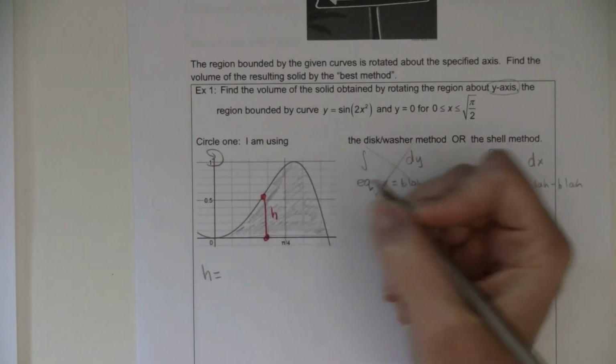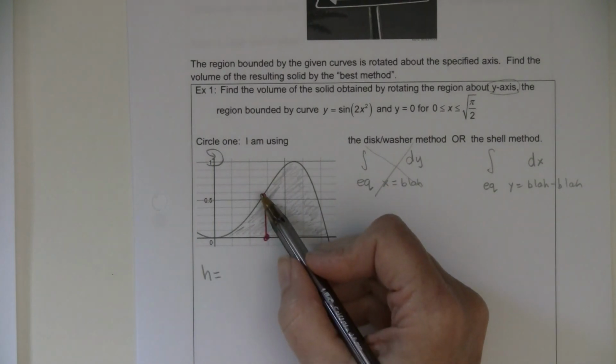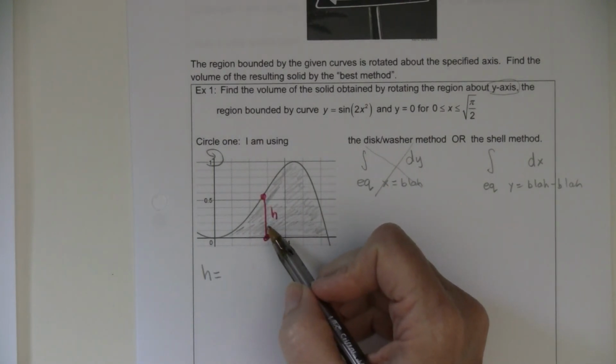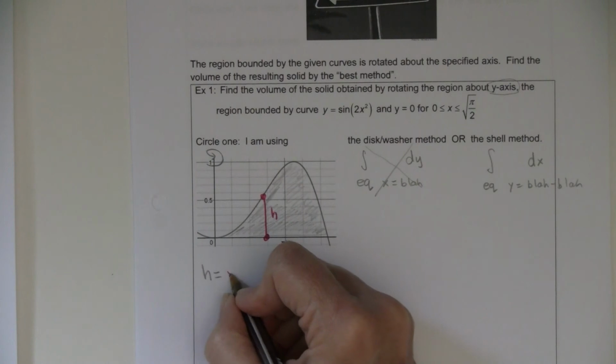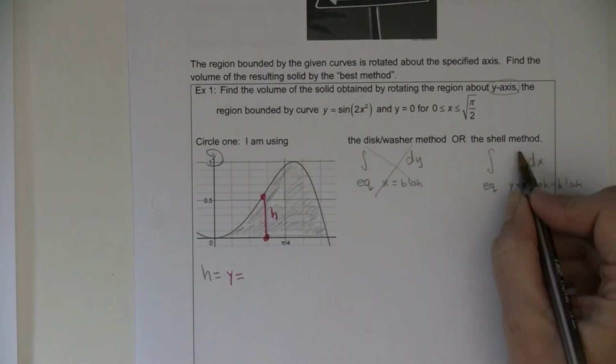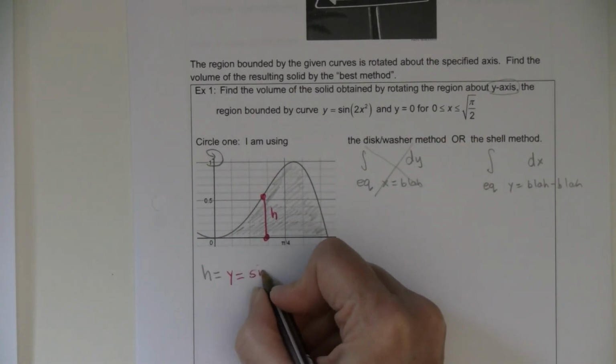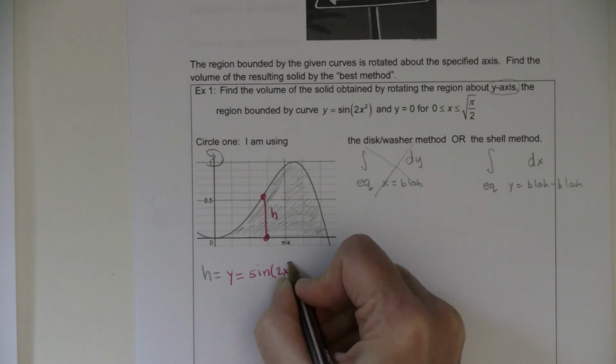There it is, H. And something that goes from the x-axis to a point like this is called y. So this is called y. But remember, I wanted all my variables to be in terms of x. And look what y is equal to. It's equal to sine of 2x squared.